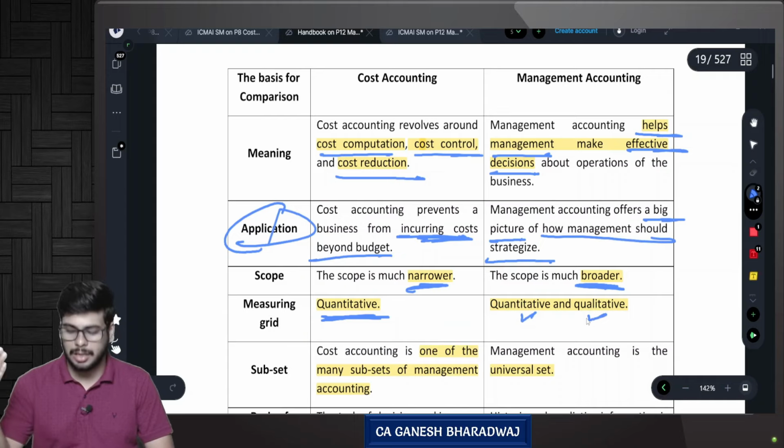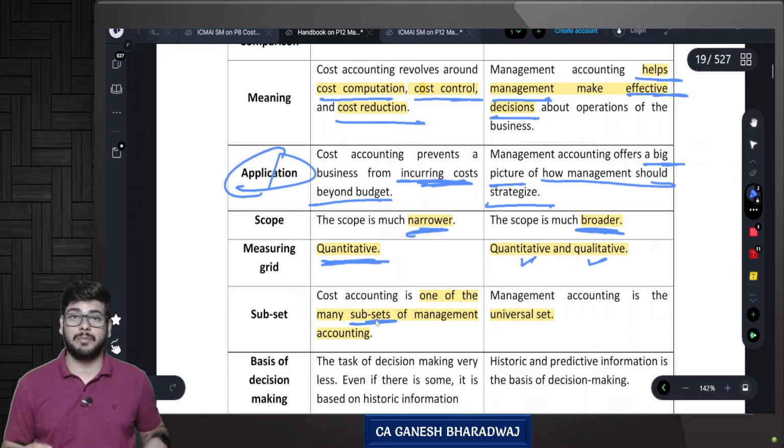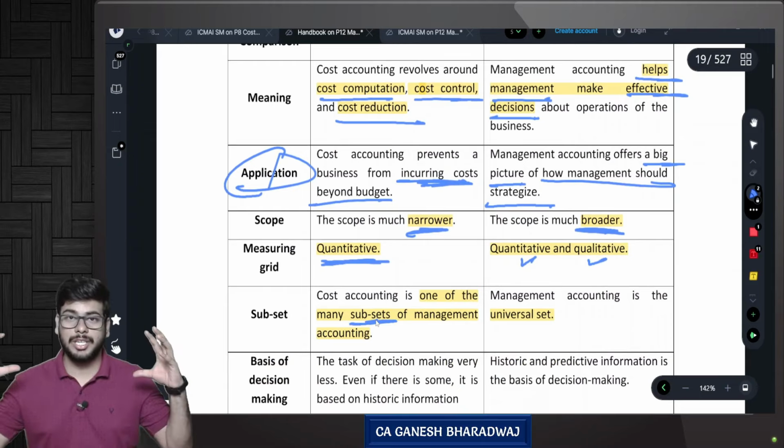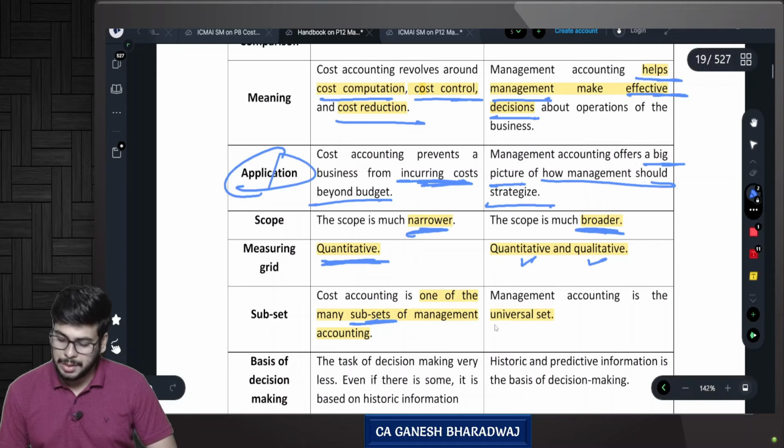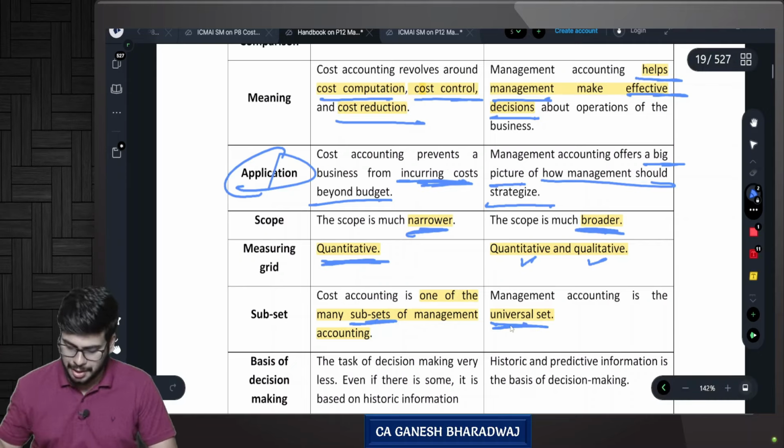I told you that learning curve example and all. Then cost accounting is one of the many subsets of management accounting. Meaning what? Management accounting is broad. Inside management accounting, cost accounting itself is there. That's how they are representing it here. Whereas your management accounting is the universal set. Okay, that is broader in scope. This is slightly less broad.